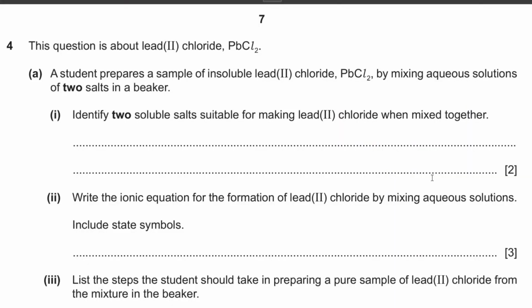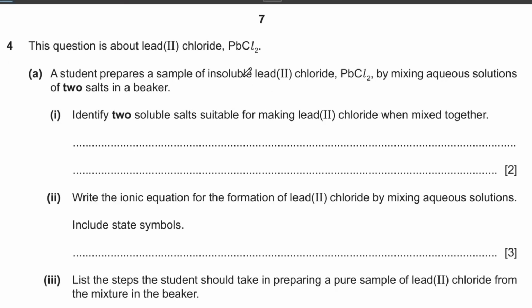This is part 2 of IGCSE Chemistry, paper 4, variant 2, October-November 2023. Let's continue. This question is about lead(II) chloride. A student prepares a sample of insoluble lead(II) chloride by mixing aqueous solutions of 2 salts in a beaker. Identify 2 soluble salts suitable for making lead(II) chloride when mixed together.